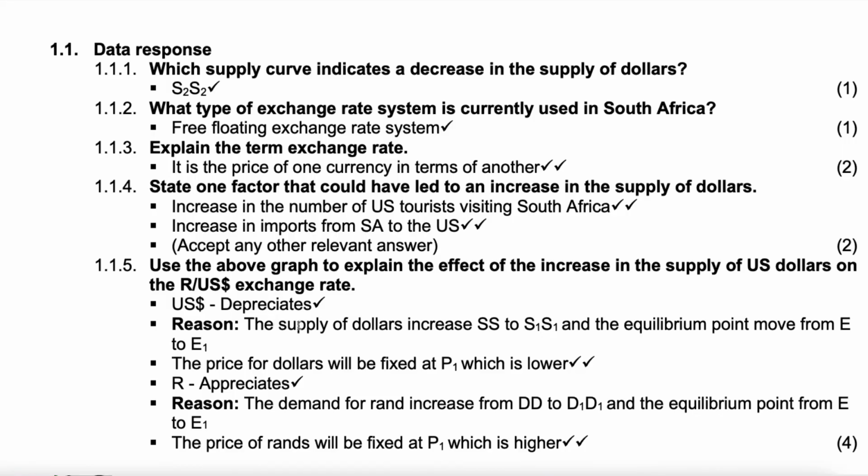Reason: the supply of dollars increases from S to S1, and the equilibrium point would move from E to E1. The price there is 10, as you see. I don't know why they had said P1, but it's 10. And 10 means you need fewer rands to buy the same dollar, so the rand is stronger than it was before. Okay, if you don't understand, I have another video that's coming up on the same topic.